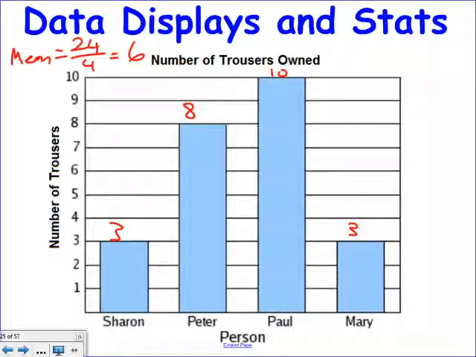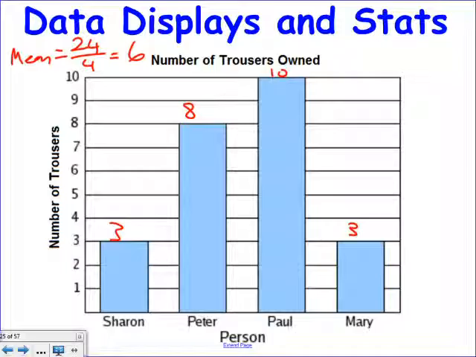Can everyone see how I calculated a mean from a bar chart? Have you added all of it and then divided by 4? Yeah, you add all of your numbers of trousers. So this is our count of our trousers. And we divide by 4 because there's 4 people. Yeah? So that's the mean.